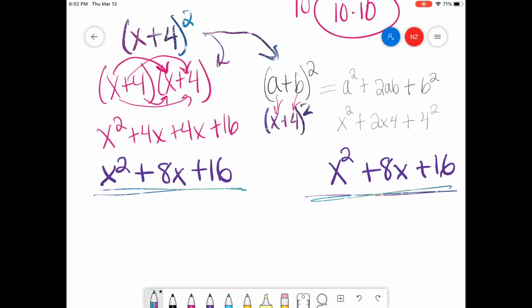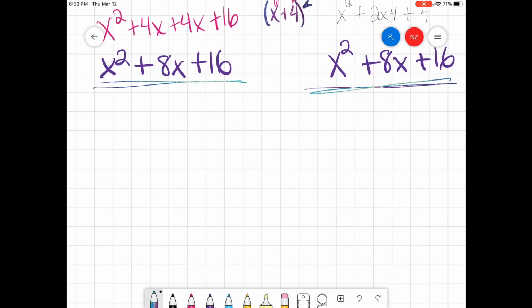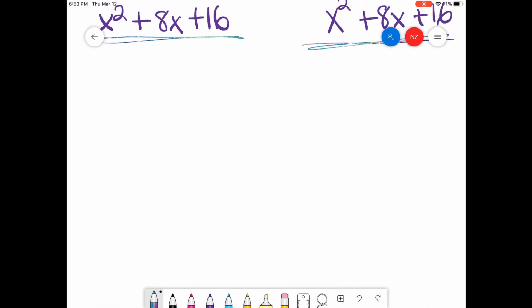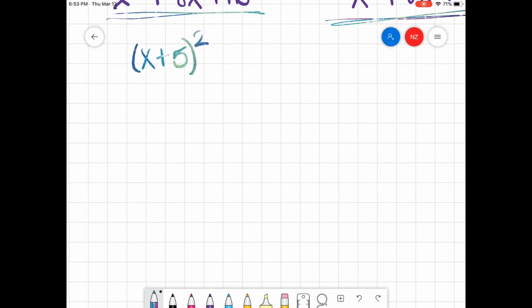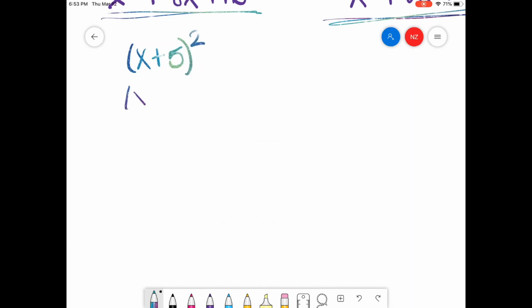But you're welcome to use FOIL or box as long as you know to write the x plus 4 squared or whatever situation you have twice. Let's look at another example. So let's say I have something like x plus 5 squared. Again, I have x plus 5 squared, so it's not written twice. I have to visualize this as written twice. Not x squared and 5 squared, but x plus 5 times x plus 5.